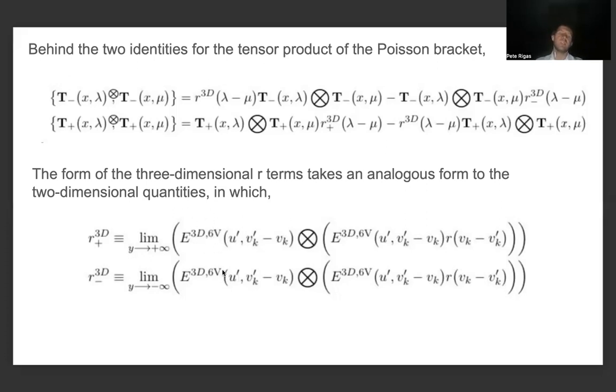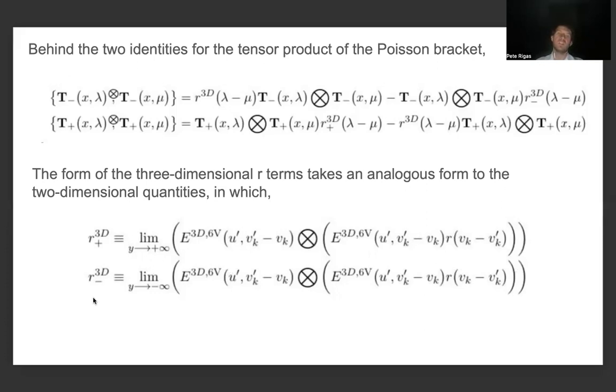And I'm not going to define these E quantities here, but they're included in the two-dimensional inhomogeneous six-vertex model paper, and they're used because they're expressions which appear in the tensor product of another copy of this E term with slightly different spectral parameters that's multiplied by the three-dimensional R term.